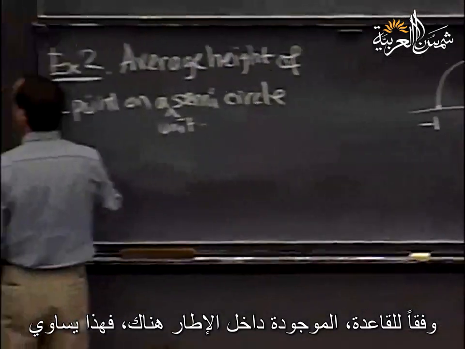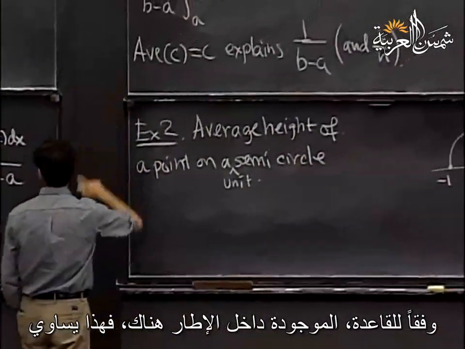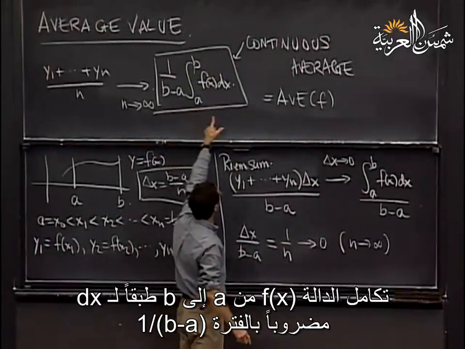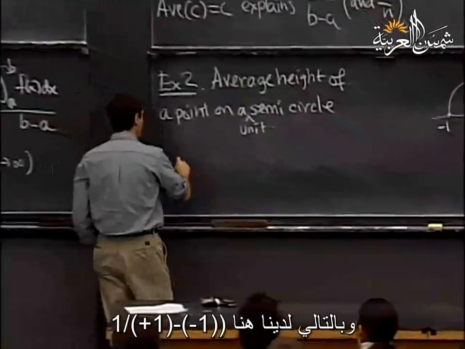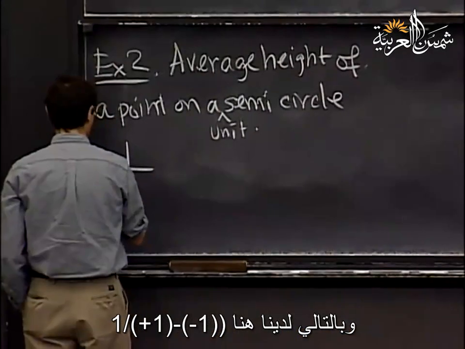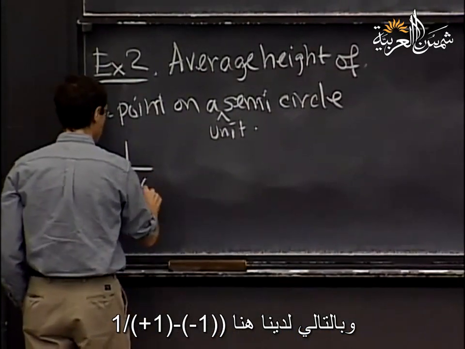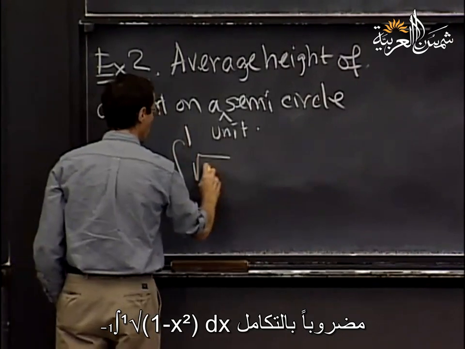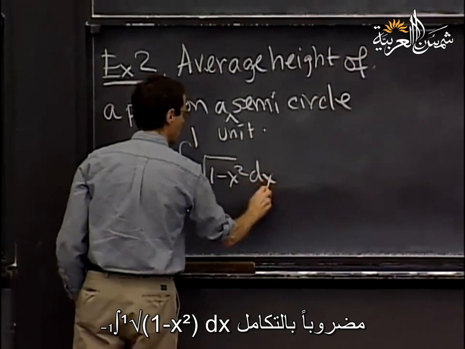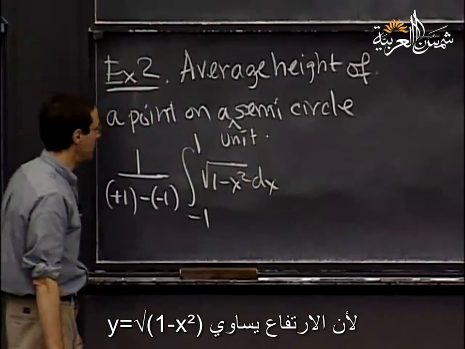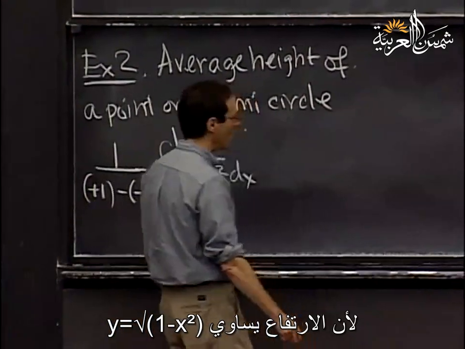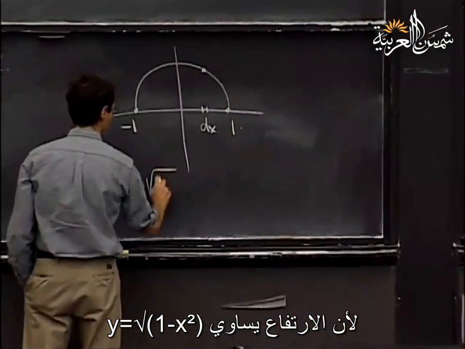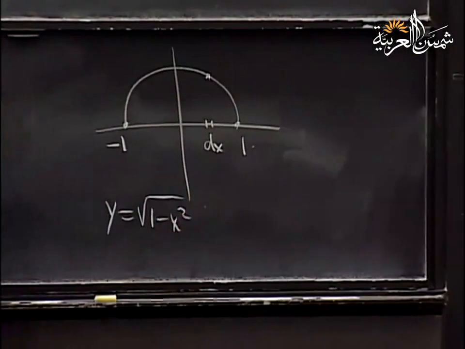Well, according to the rule, it's up here in the box: 1 over b minus a, the integral from a to b, f of x dx. That's 1 over plus 1 minus minus 1, the integral from -1 to 1, square root of 1 minus x squared dx. All right, because the height y is equal to the square root of 1 minus x squared.